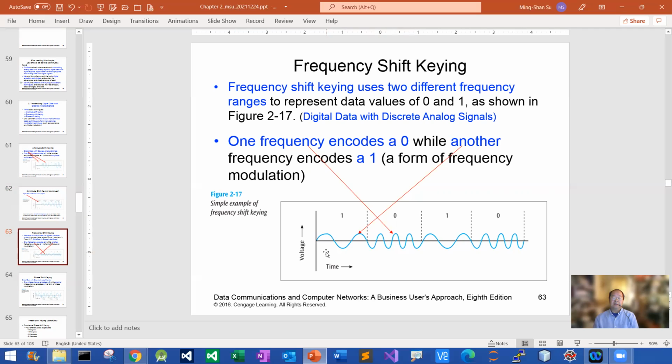So we use two different frequencies but the same amplitude, which means the same height for the signal wave. Frequency shift keying uses two different frequency ranges to represent data values of 1 and 0, as shown in the figure here. We can use this frequency to represent the digital value of 1, this one to represent the digital value of 0, and then 1 and 0.